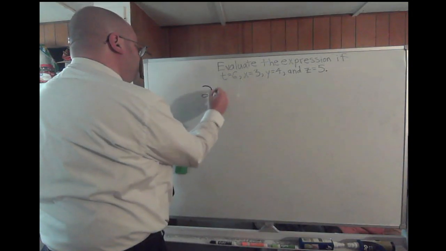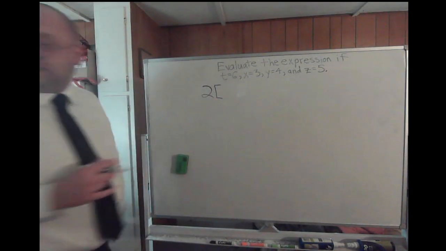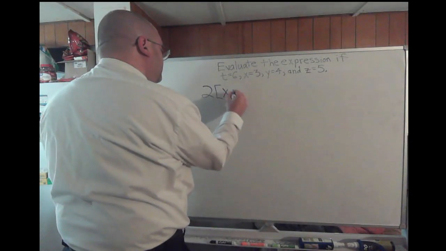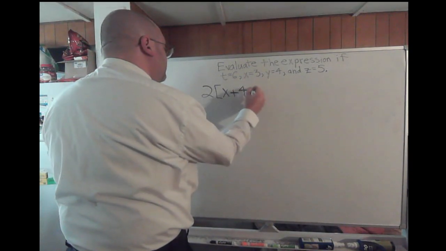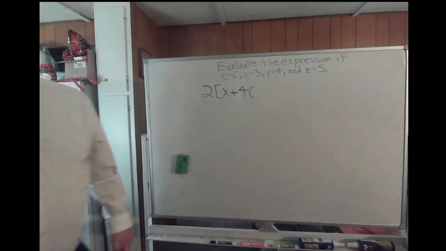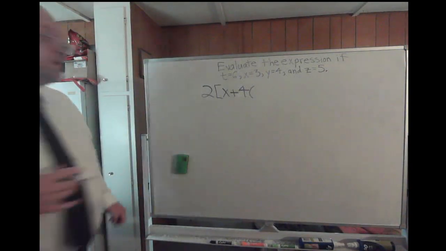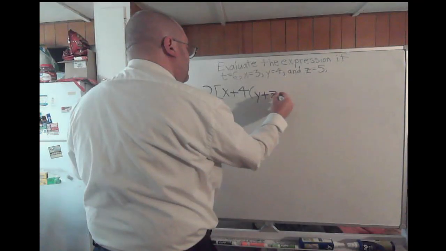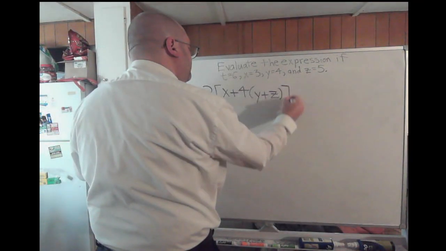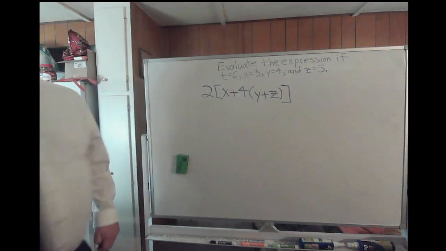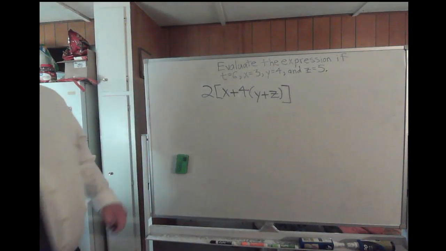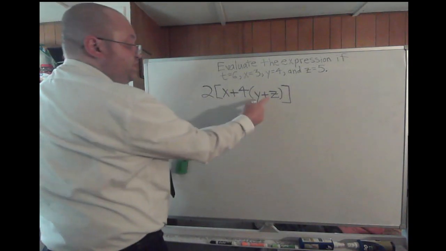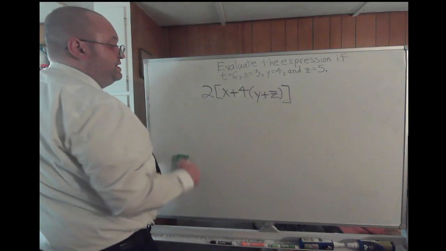We have 2 times, in brackets, x plus 4 times, in parentheses, y plus z. Alright. So we got parentheses inside of brackets, which are often called nested parentheses.